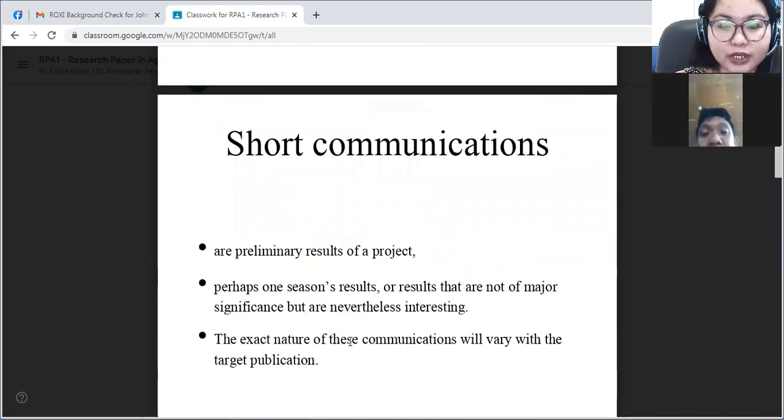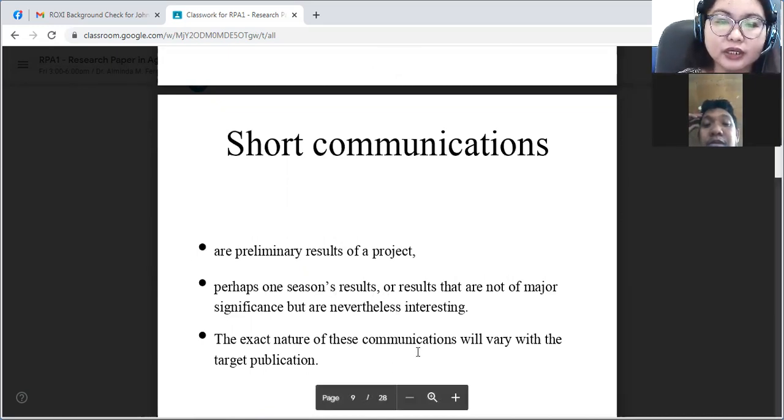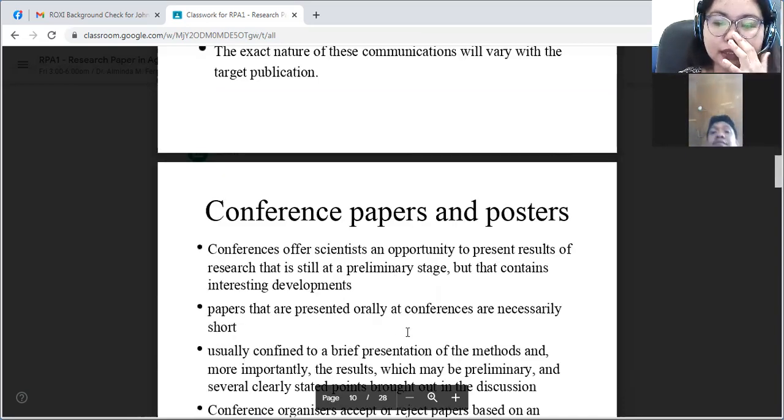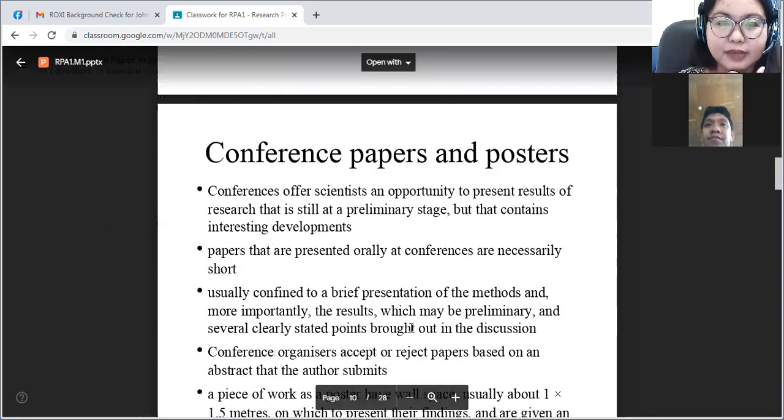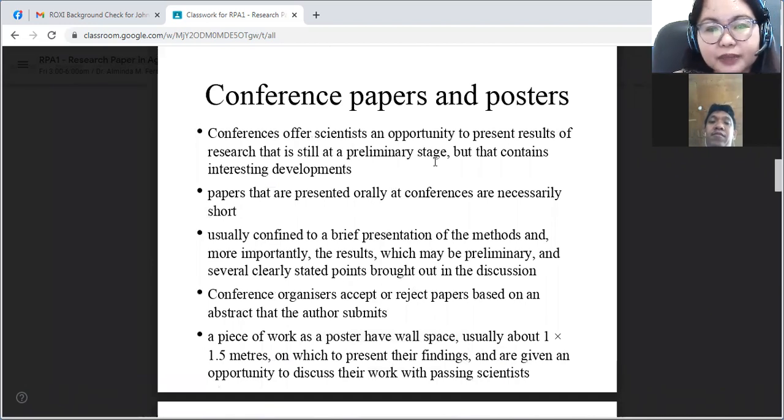For short communications, it is only a preliminary report of a research project, and usually the season 1 result. Later on it will change, as time passes by, or when you get the final result. And then conference papers and posters.